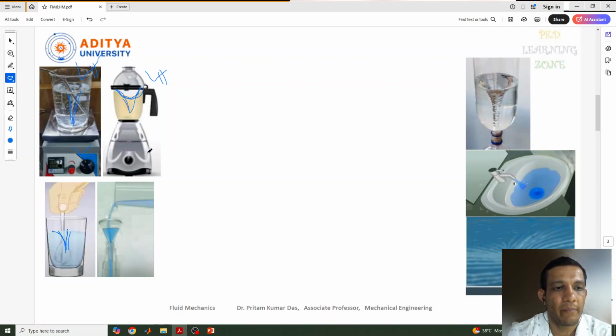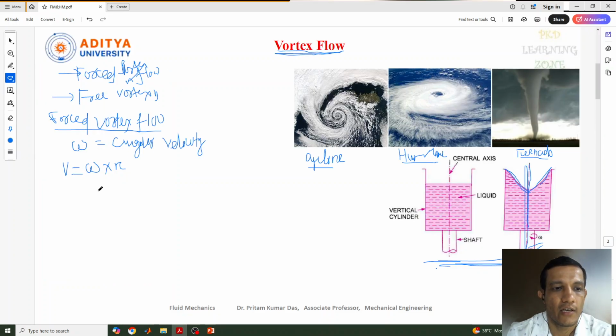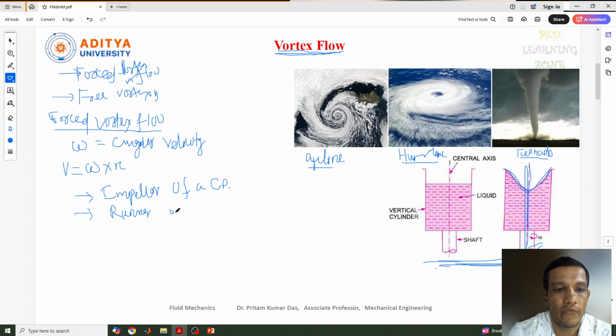There are many examples related to fluids. I have given a few examples, like this vertical cylinder which contains liquid rotated about the central axis. Apart from that, some other examples are the flow of liquid inside the impeller of a centrifugal pump. Another example, similarly in the turbine case, is the flow of water through the runner of a turbine.